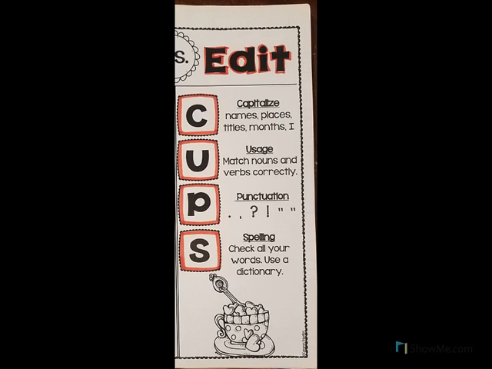Alrighty, that brings us to edit. Here we're going to use the color red because this is where we stop. This is the second phase after revising. So when we edit, it means that we are trying to see if the writing looks correct. So when we were revising, we were trying to check if it sounds good. Now in edit, we check to see if it looks good.